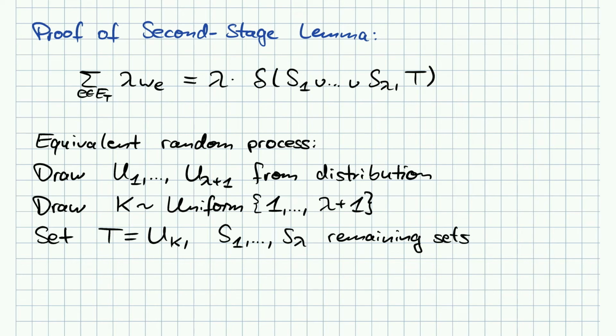Why can we do this? Well, S1 through S lambda are all drawn from the same distribution as also T. So rather than saying, okay, I first draw S1, then I draw S2, and so on, and then nature draws T, let's first draw all these lambda plus 1 sets all together. And then let's say, okay, one of these now turns out to be T, the others turn out to be S1 through S lambda.